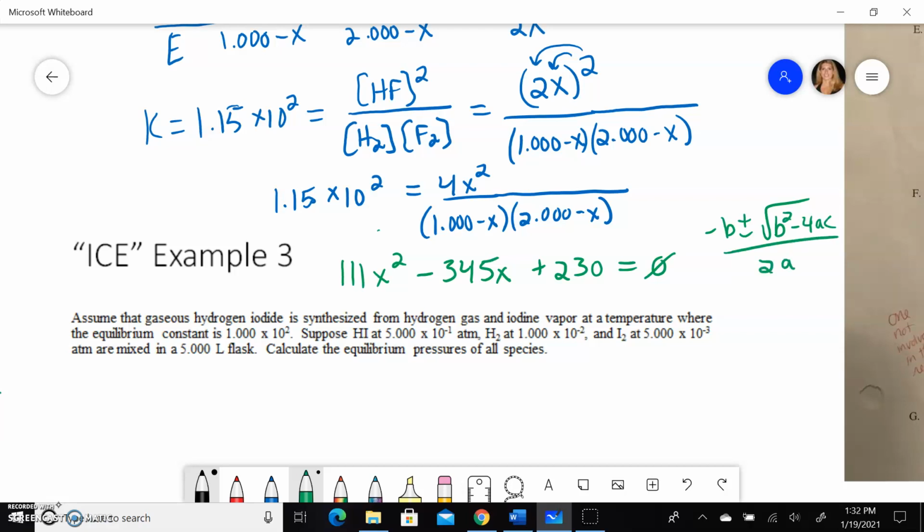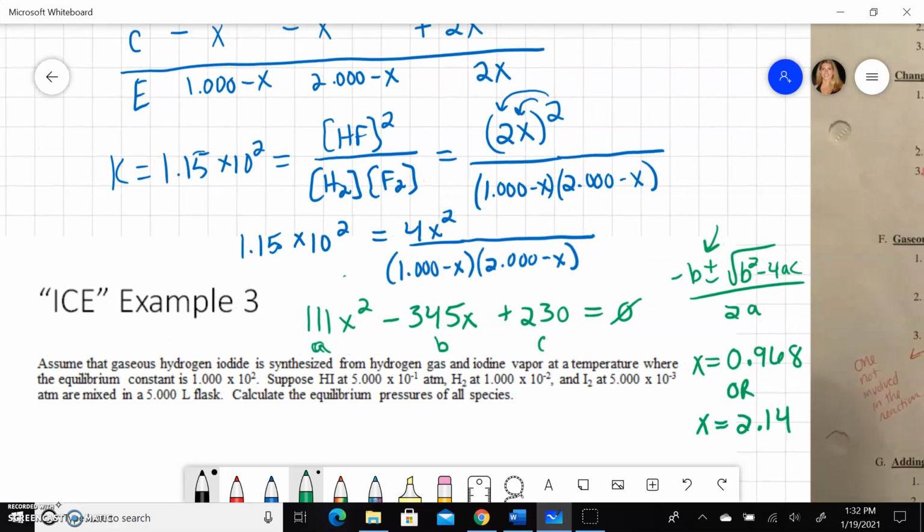So here's the quadratic formula. We have a, b, and c, and you're going to solve it twice. So you're going to plug in your numbers and use the positive sign one time right here and the negative the other. And so what you're going to end up with is two different values for x. Once you get your two different values, only one of them is going to make sense.